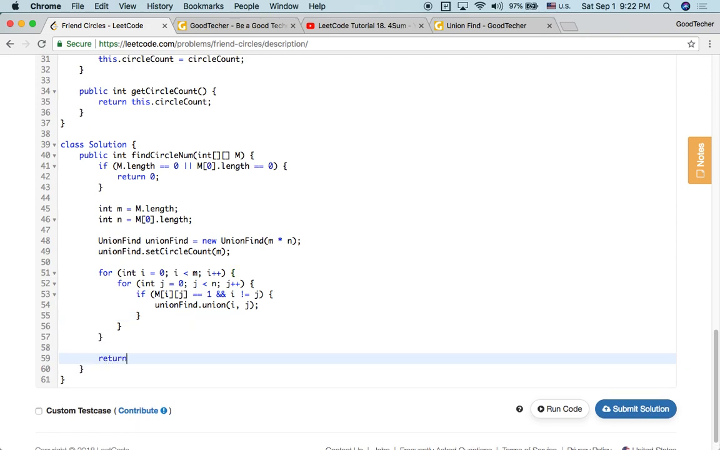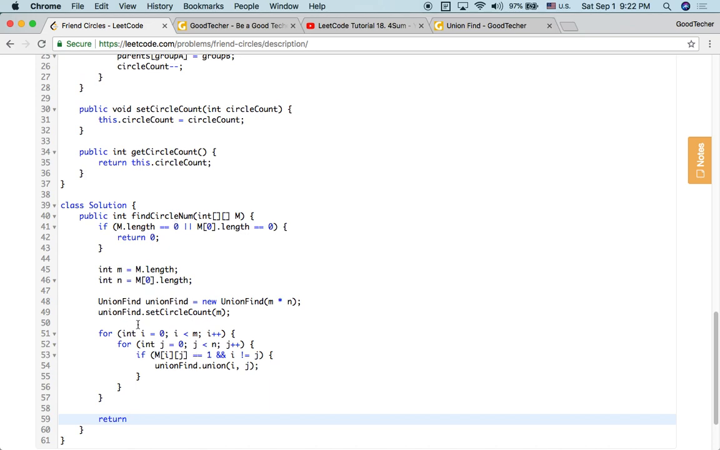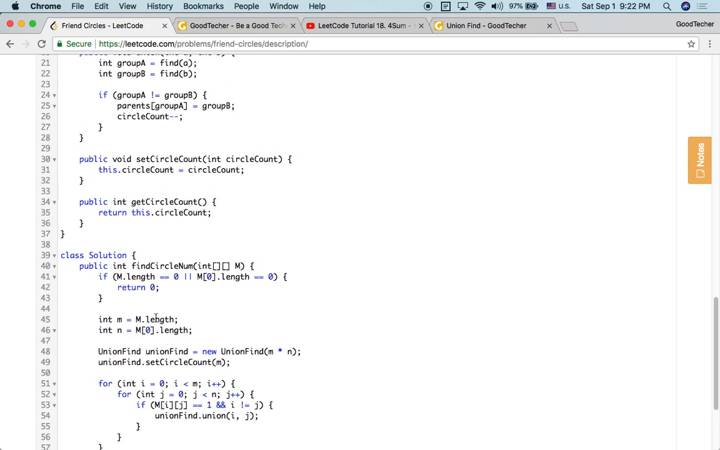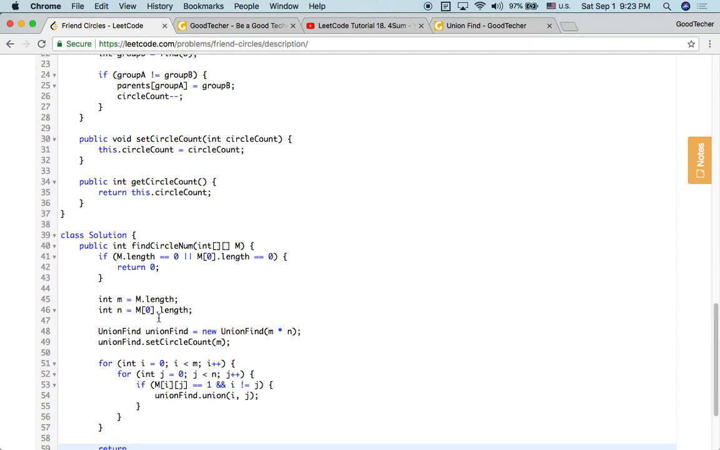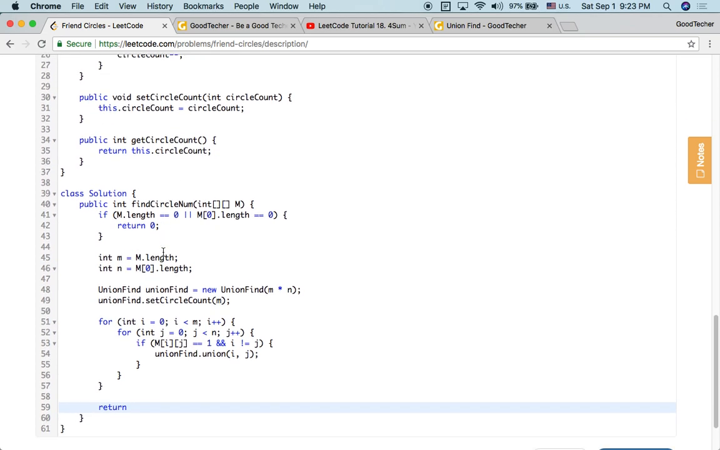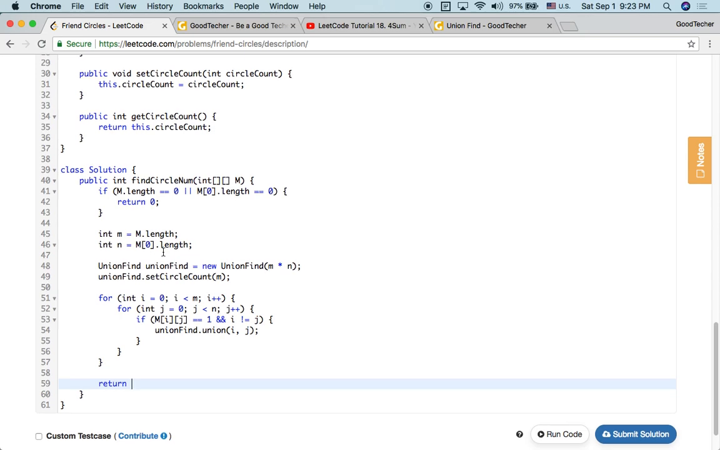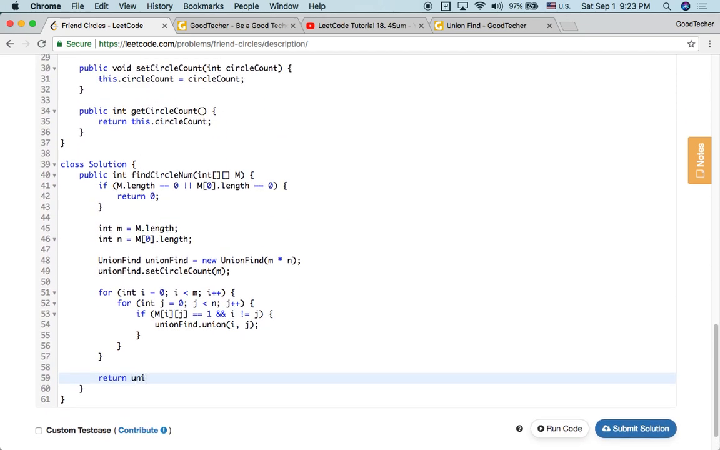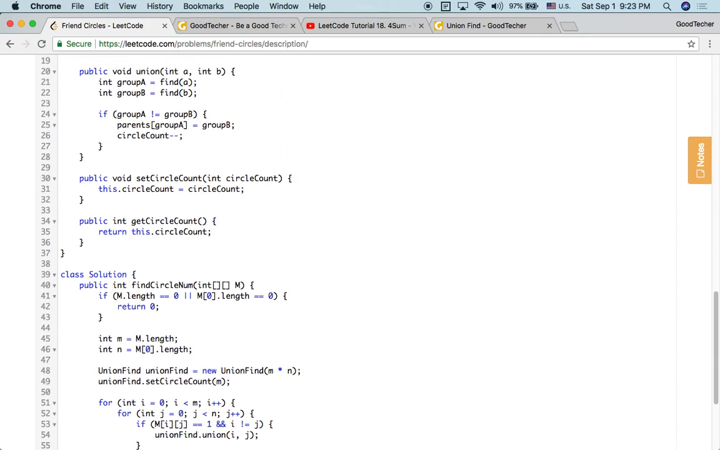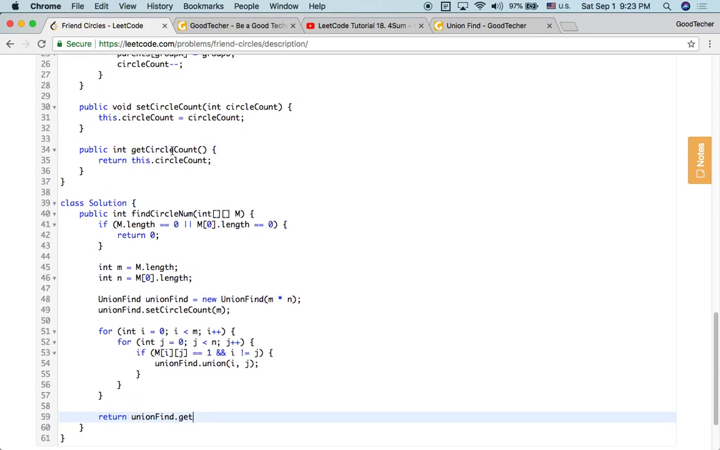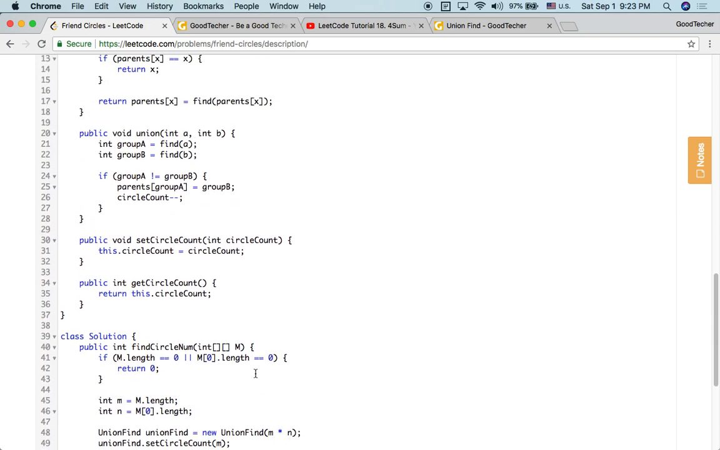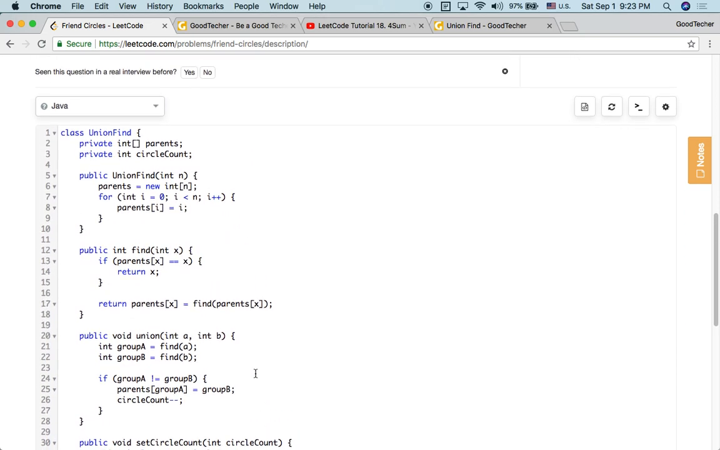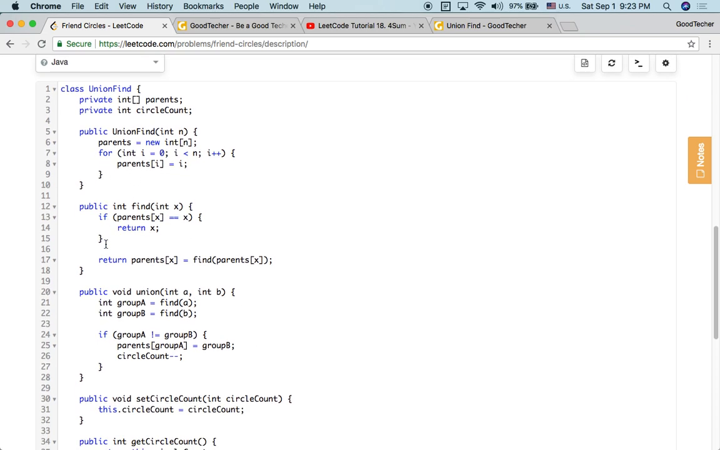In the end, after this nested loop finishes and we iterate all the elements, we would get the answer of the total circle count for the matrix. That would be the union find, since we already have a getter function here, get circle count. That would give us the answer of the total friend circle count. Before we submit, we can check if there are some typos and errors.